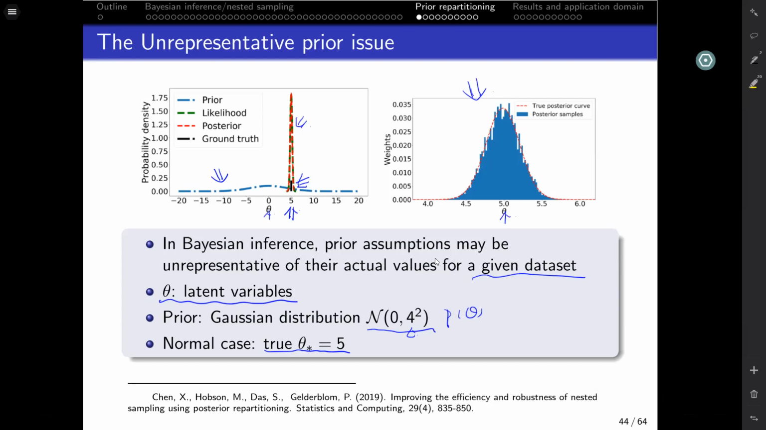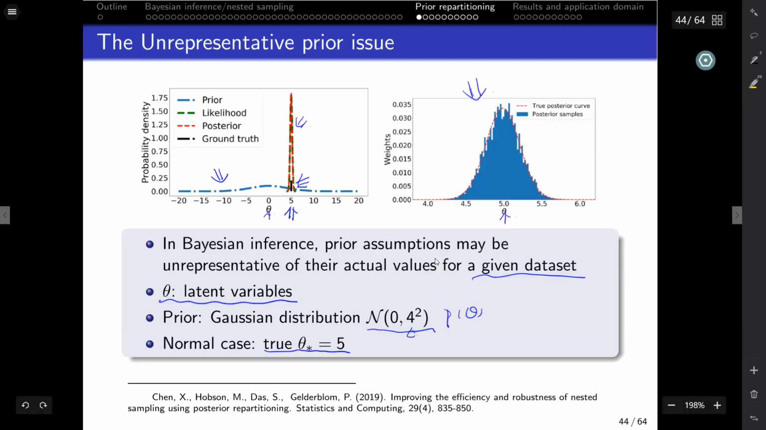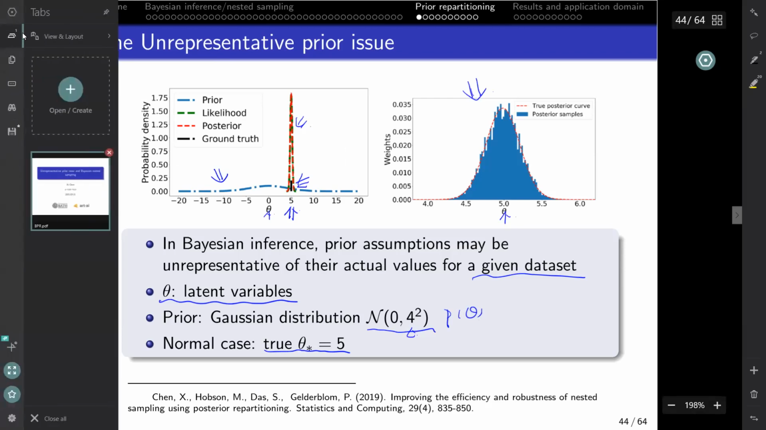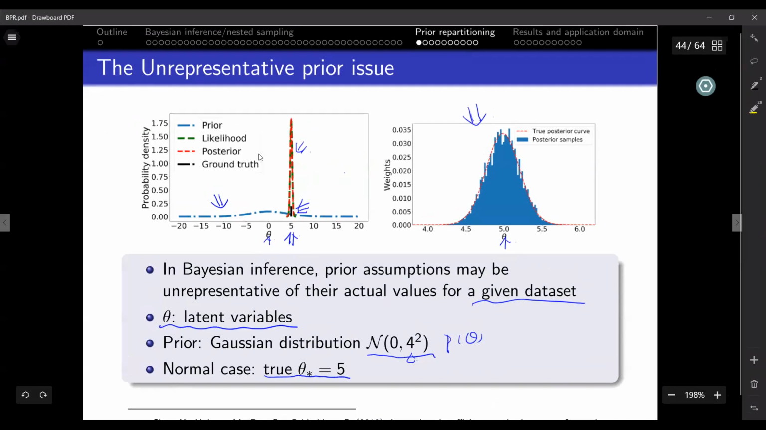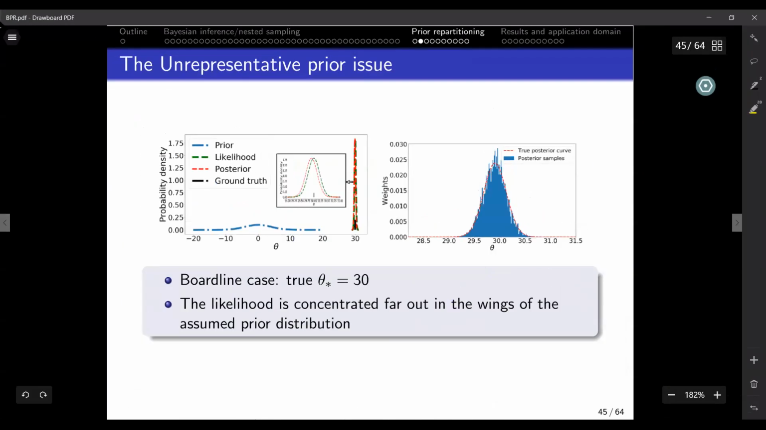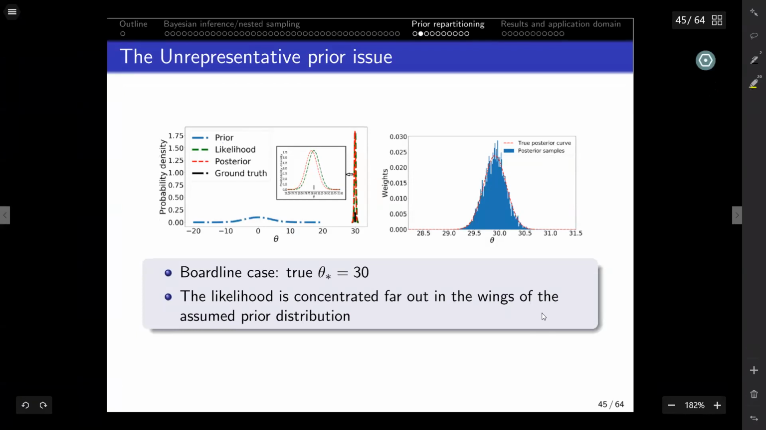We'll finally find the posterior concentrating at the center of 5. Okay, then, what's the problem here? It seems one page is missing. Okay, it's shown again here. Then, what we just discussed, theta star equals 5.